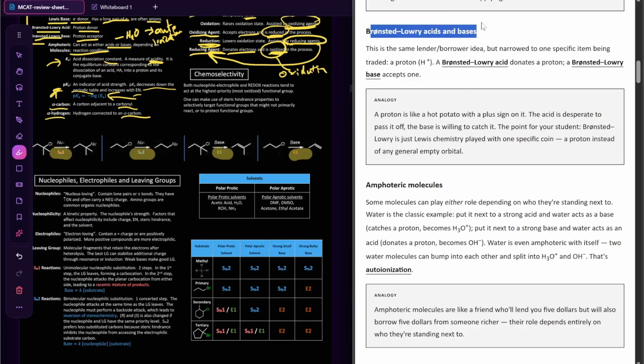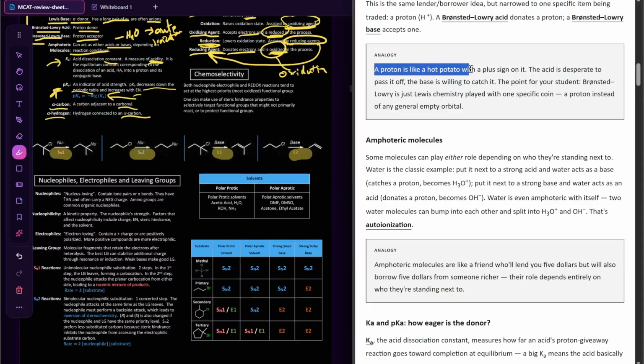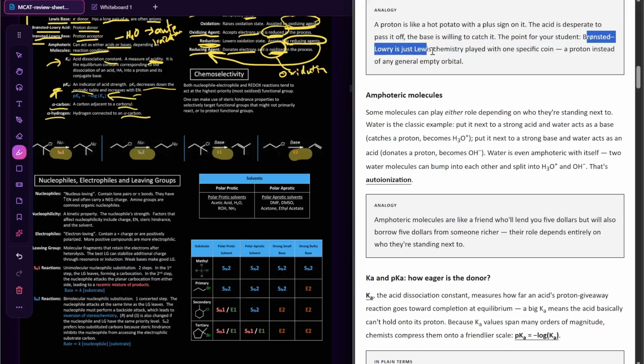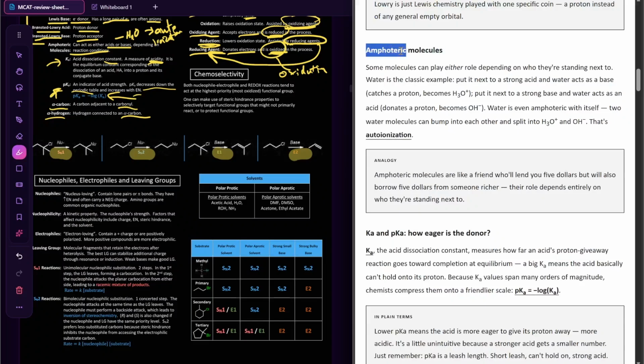Now for Brønsted-Lowry acids and bases, it's like this. A proton is like a hot potato with a plus sign on it, or just H+. The acid is desperate to pass it off. The base is willing to catch it. And so the point is that Brønsted-Lowry is just Lewis chemistry played with one specific coin, a proton, instead of any general empty orbital. And then I already went through amphoteric, with water being a classic example, and that it goes through auto-ionization.